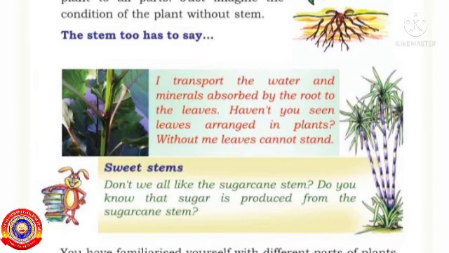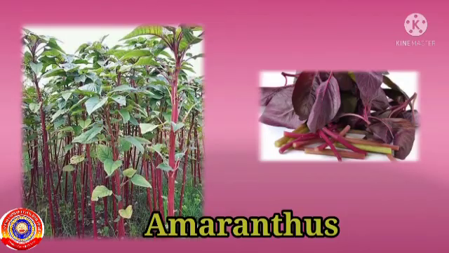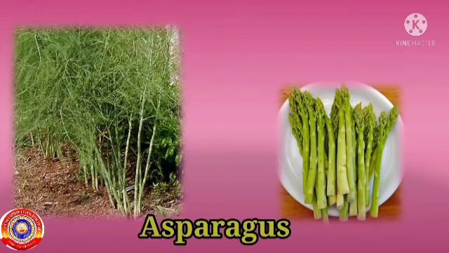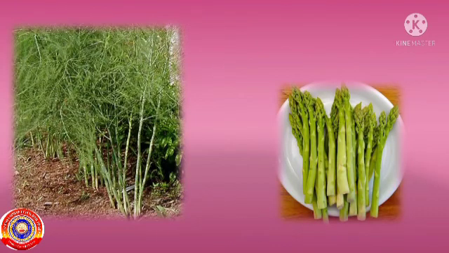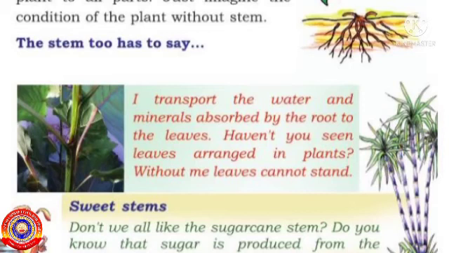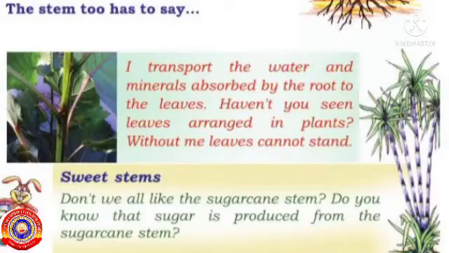Okay, so let's see such plants. We use the stem of amaranthus, taro and asparagus as our food. And we also use the stem of sugarcane. Dear children, did you know from where do we get sugar? Yes, we get sugar from the stem of sugarcane. Okay, my dear little ones, did you understand about stem?